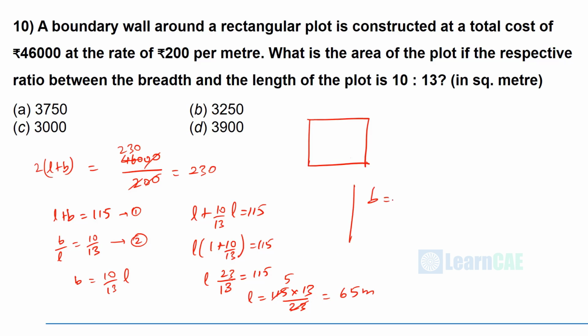We can substitute this into this equation. Breadth is equal to 10/13 L. 10/13 into L, L is 65. So 13 will go 5 times, 50. So length is 65 meter and breadth is 50 meter. So the answer is area LB, which is equal to 65 into 50 meter. You can add the 0. 5 5s are 25, 2, 6 5s are 30, 32. The answer is 3250 meter square.